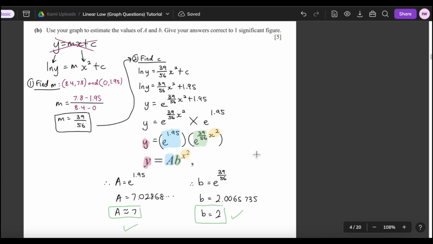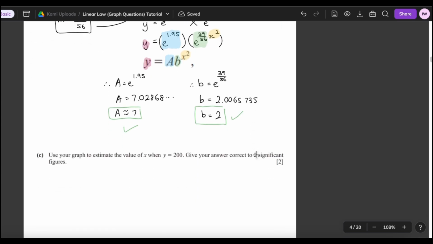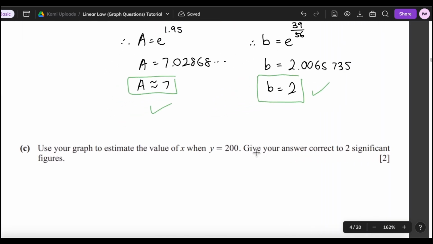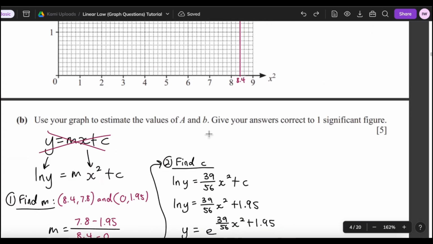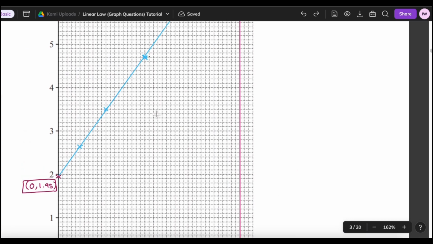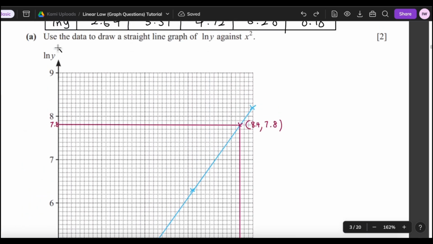Let's take a look at question C. For question C, it says use your graph to estimate the value of x when y is 200. Give your answer correct to 2 significant figures. Okay, when they say to use your graph to estimate the value, what you want to do is to make y equal to 200, and then check what that value will look like on the graph. Now, right now, remember that our graph is still plotted as ln y against x squared.